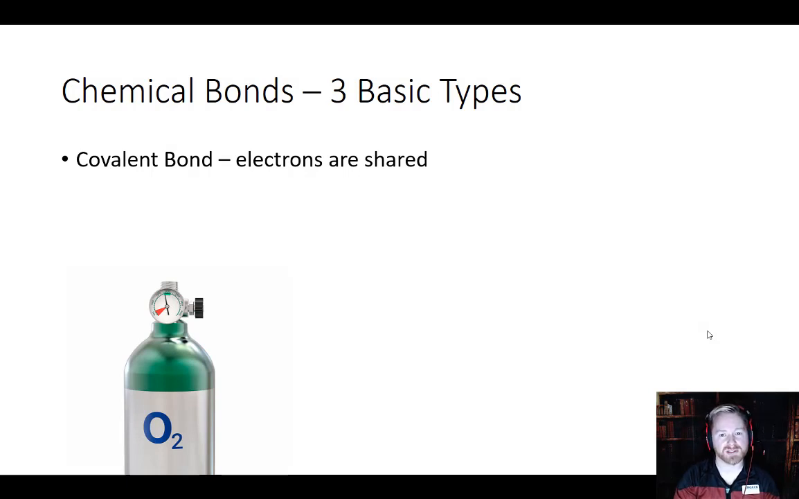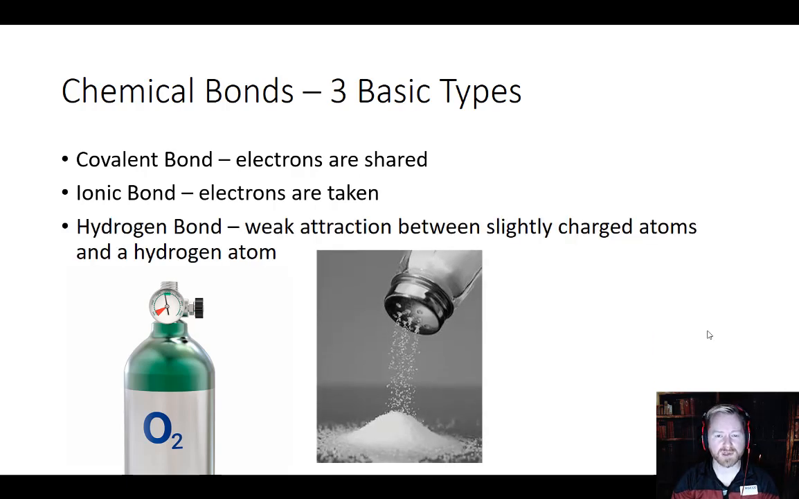An example would be like oxygen, like we call that dioxide, which is atmospheric oxygen. Ionic bonds, where electrons are taken and they're not shared. We already had an example of that. It's going to be salt. And then we're talking about hydrogen bonds, which is not really a bond at all. It's actually just a weak attraction between hydrogen, usually a slightly positive hydrogen atom, and a slightly negative atom on a different molecule. And it's actually one of the keystones of life, the hydrogen bond.